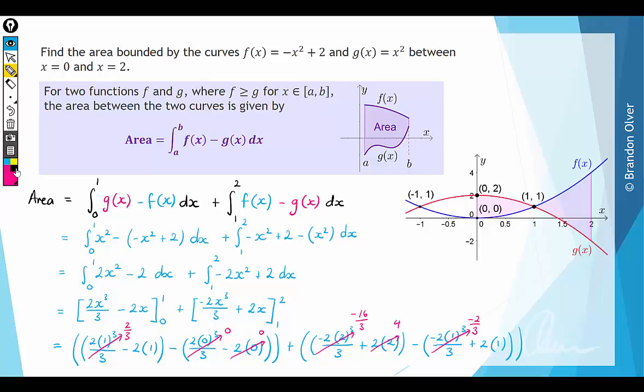So if you go through and you do all the addition and subtraction through those brackets, you'll find that that is equal to 4 units squared, which is the area that's in this region here and this region here, which is the area bounded between the curves f of x and g of x between x is 0 and x is 2.